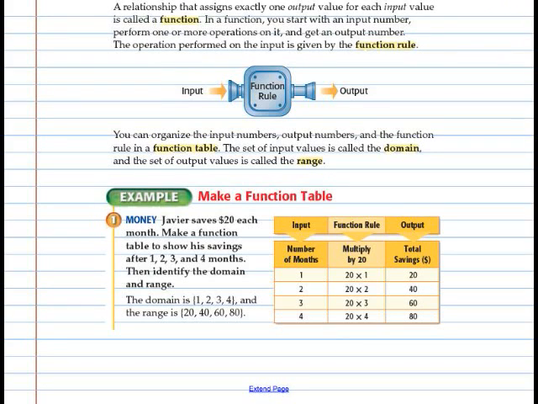A relationship that assigns exactly one output value for each input value is called a function. In a function, you start with an input number, perform one or more operations on it, and get an output number. The operation performed on the input is given by the function rule. You can organize the input numbers, output numbers, and the function rule in a function table. The set of input values is called the domain, and the set of output values is called the range. You can see that here. Domain, range.